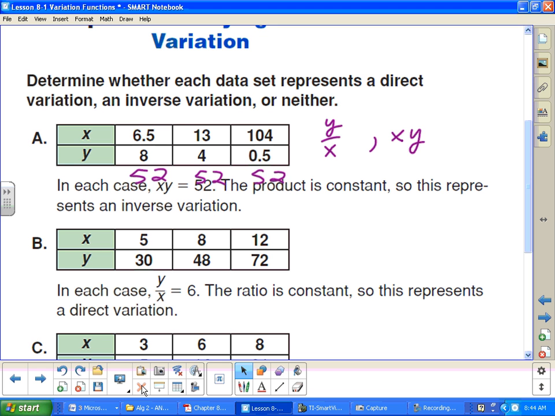So start by looking at the data. What happens to y as x changes? If y is getting bigger, then it's possibly a direct variation. If y is getting smaller, then it's possibly inverse variation.